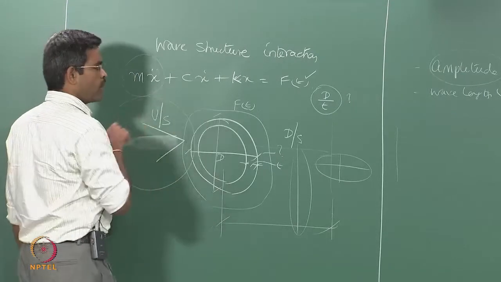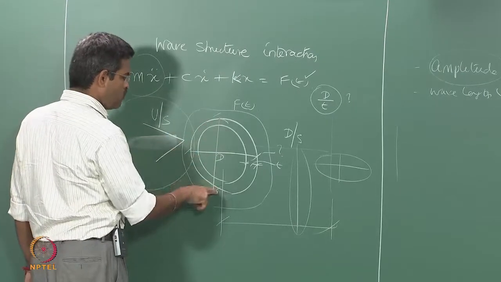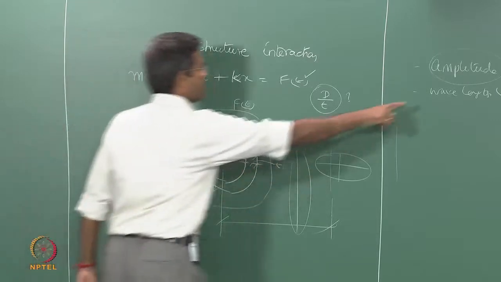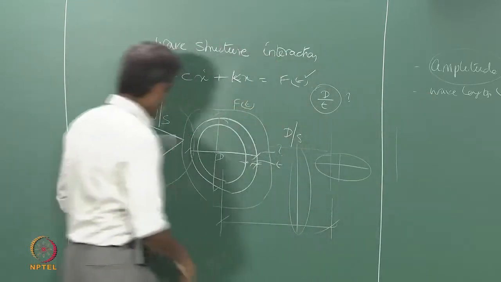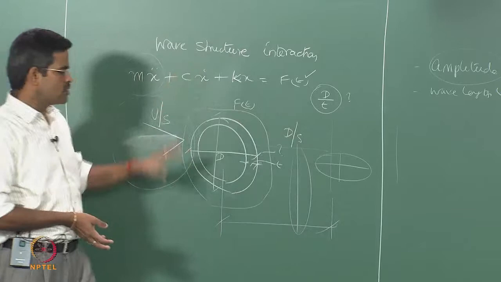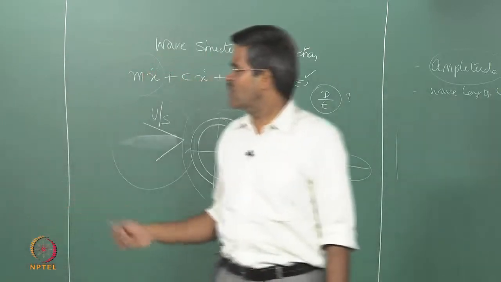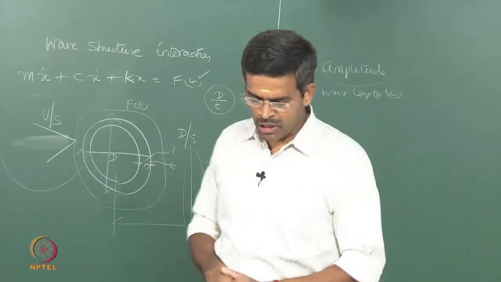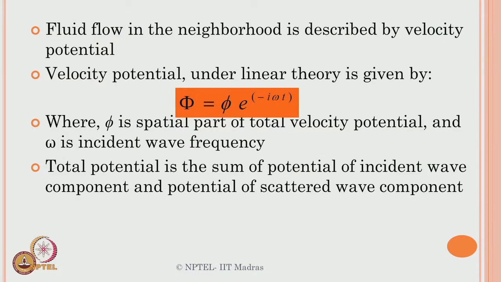So, depending upon the characteristic dimension of the member with respect to that of the wavelength, the water particle also gets scattered. Now, the forces will be generated by two modes. One is what we call the potential of the instant wave component, and the other one is the potential of the scattered wave component.